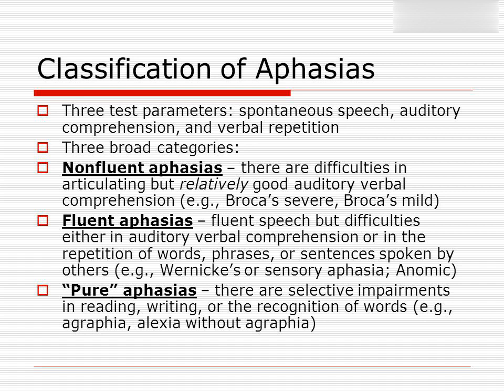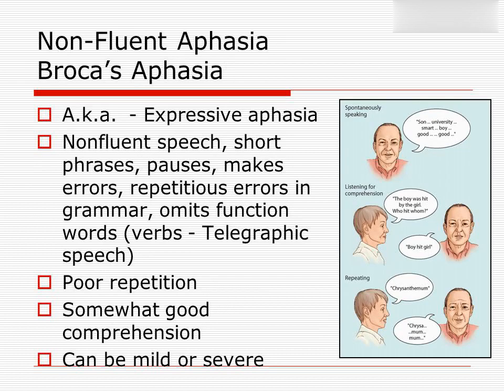Pure aphasias: there are selective impairments in reading, writing, or the recognition of words, for example agraphia, alexia without agraphia. Non-fluent aphasia, Broca's aphasia, aka expressive aphasia. Non-fluent speech, short phrases, pauses, makes repetitious errors in grammar, omits function words, verbs, telegraphic speech. Poor repetition. Somewhat good comprehension. Can be mild or severe.